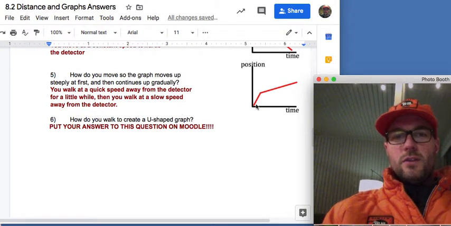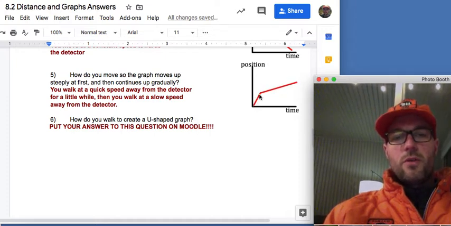What we're going to do is just make sure we point out these 2 lines are very differently sloped, but they're both pointing up. That's the key here.